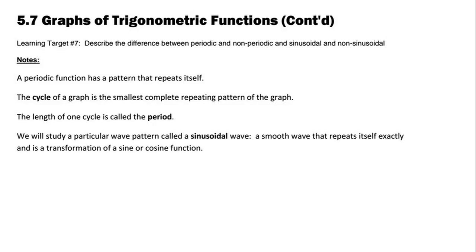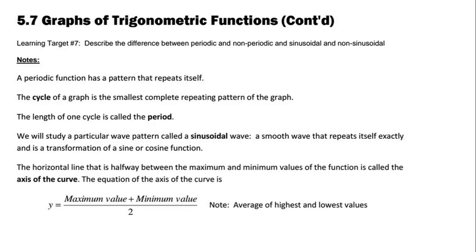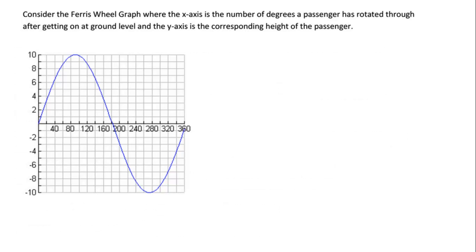We'll study a particular wave called sinusoidal. It's really a perfect wave. It's a transformation of sine or cosine. And it really will look like, if you take the scale away, the sine and cosine curve, which really look the exact same. The axis of the curve is going to be the average value, so it's the average of the highest and the lowest. And we really just calculate it by finding the average of the two numbers. So let's look at a couple examples. And the amplitude is that height of the wave above rest, above the axis.